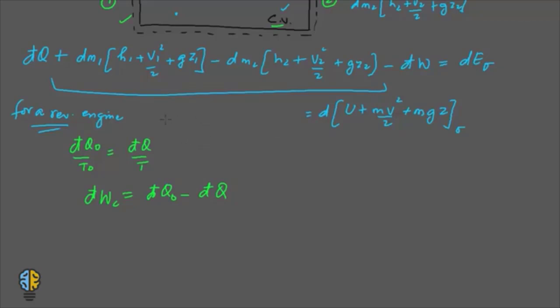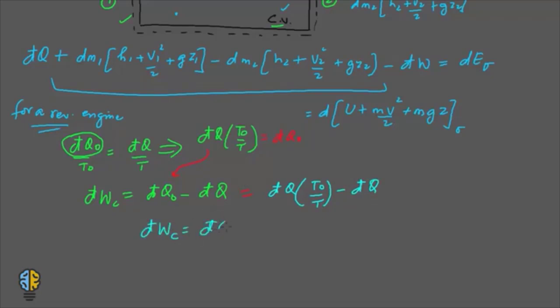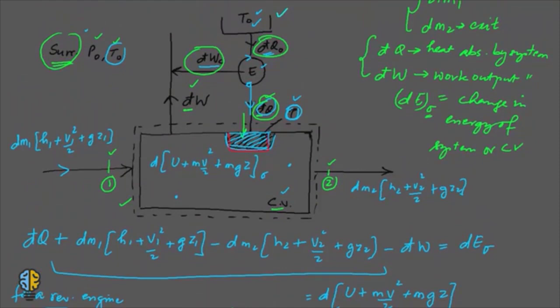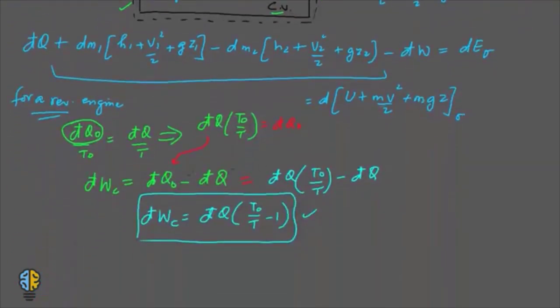If you find out the value of dq naught from this particular equation, I will get dq into T naught upon T. So let's put this value over here for dq naught, and I will get dq into T naught by T minus dq. So the value of dwc becomes equal to dq into T naught by T minus 1. This is the value of work output from a reversible heat engine, which is exchanging heat between the surroundings at T naught and an infinitesimal region of the system at temperature T. So this is what the value of dwc will be.